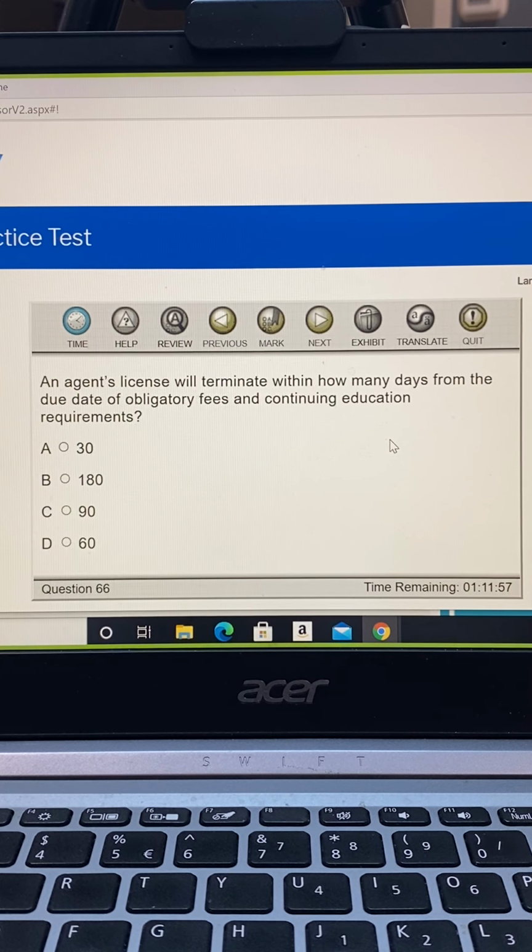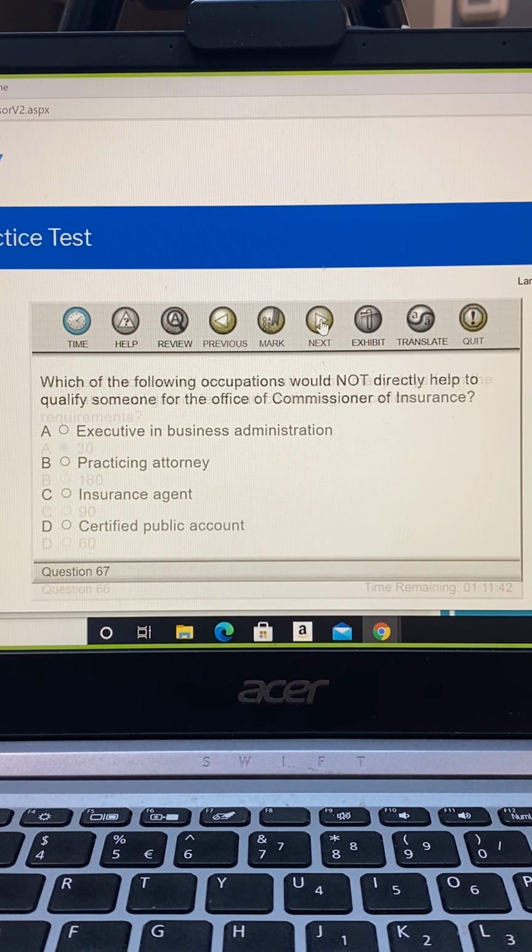An agent's license will terminate within how many days from the due date of obligatory fees and continuing education requirements? 30 days. Which of the following occupations would not directly help to qualify someone for the office of the Commissioner of Insurance? Insurance agent. Yeah, because they say executive in the business.